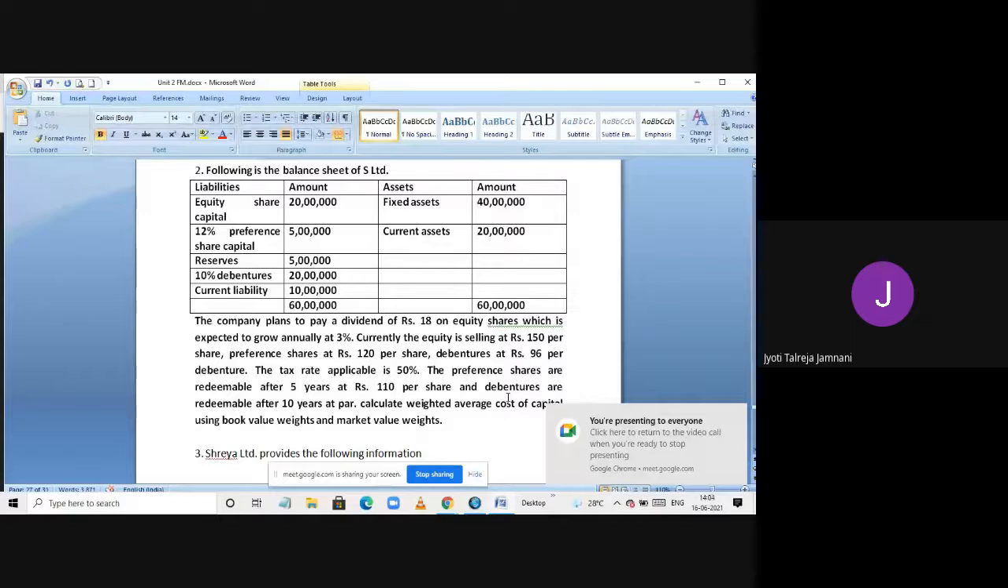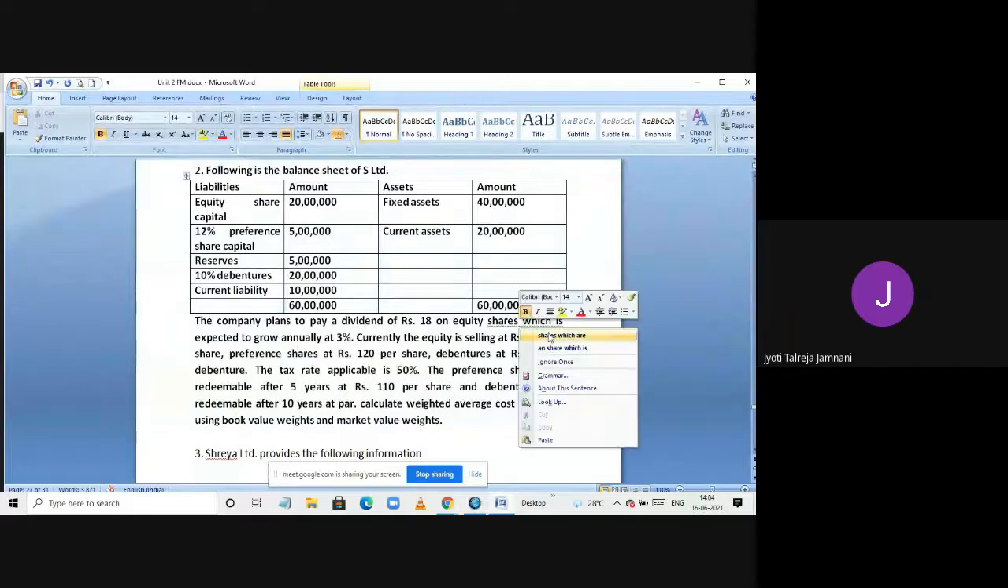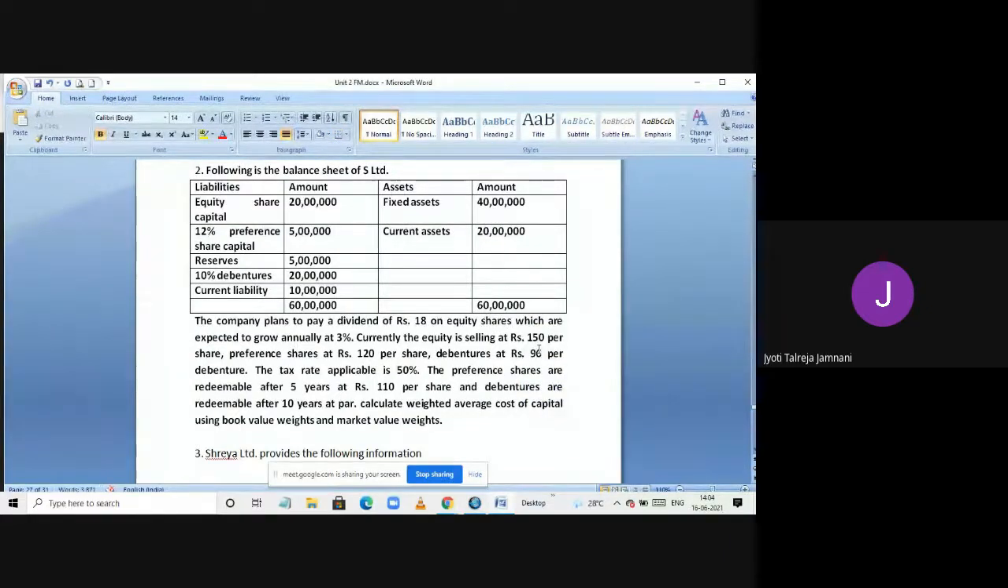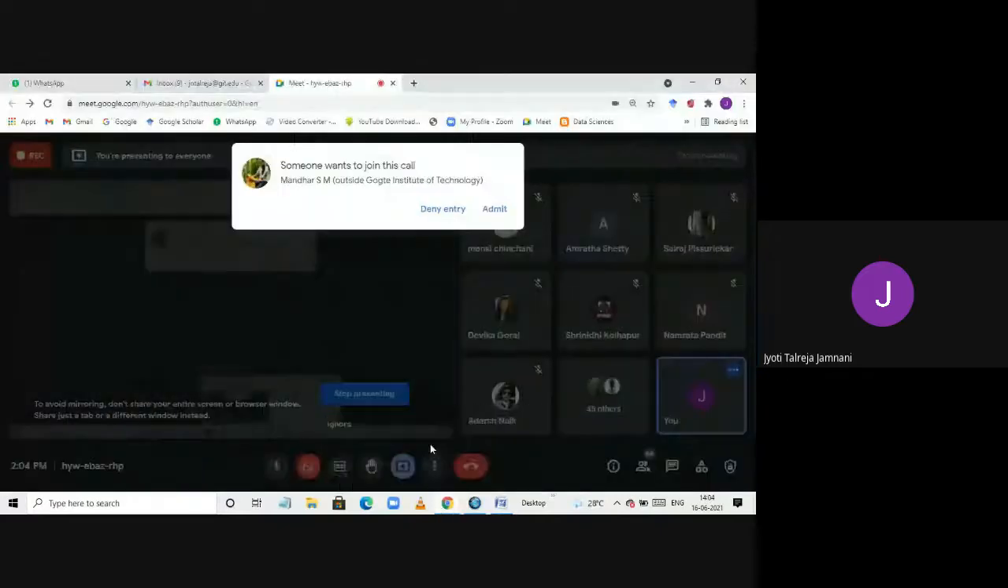So following is the balance sheet of S Limited. Remember, whenever they give the balance sheet, that means they have given the book values. So equity capital is 20 lakh, 12% preference shares is 5 lakh, reserves 5 lakh, debentures 20 lakh, liabilities 10, total is 60 lakh. On the asset side, fixed asset, current asset, both together 60 lakh.